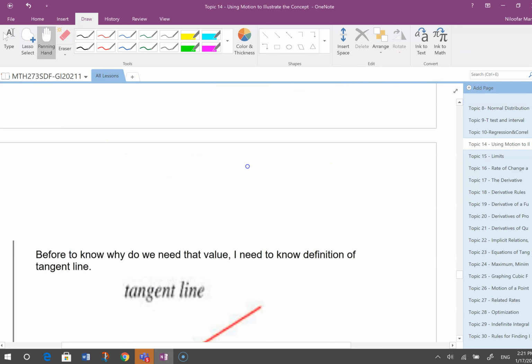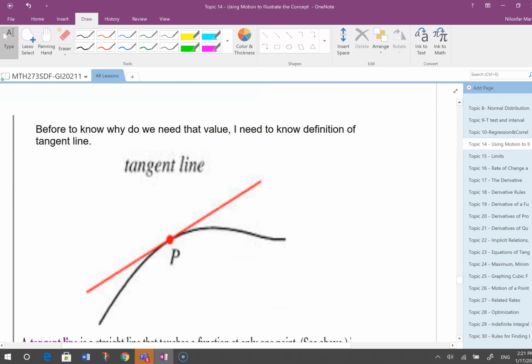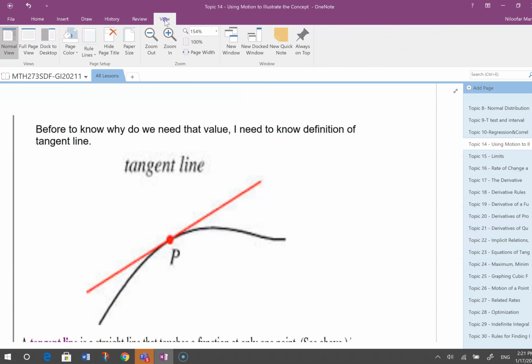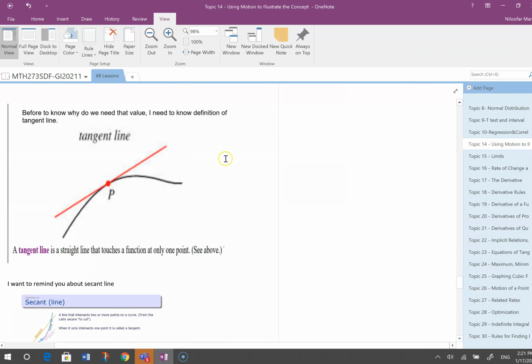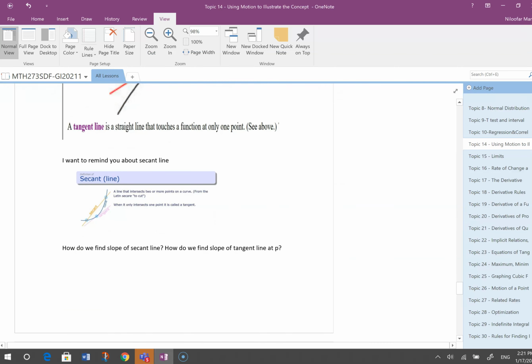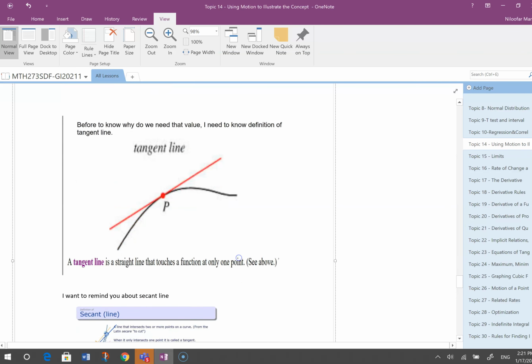Okay, before I tell you why you need this value, let's talk about tangent line. Do you remember secant line? So secant line I can show you here. So maybe I can zoom out a little bit. Yes, see, secant line is this here. When I have 2 points on the curve and I connect them, that's secant line. Oh, okay, if I have these 2 points and I connect them, this is secant line. When I have 2 points on the curve and I connect them and I make a line, that's secant line.